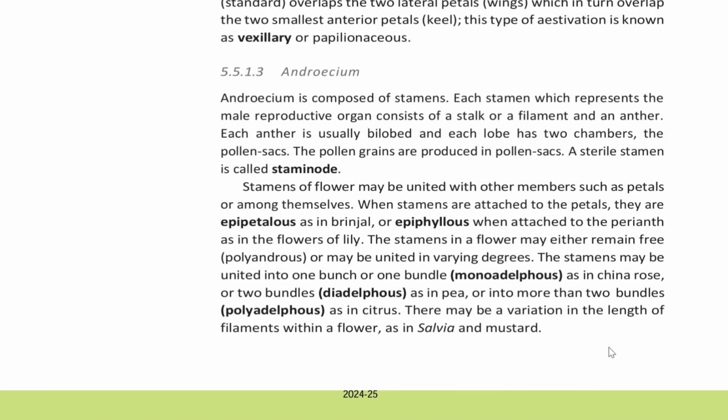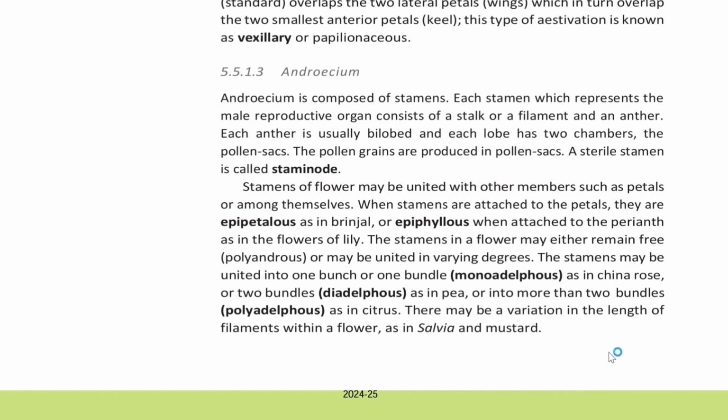5.5.1.3 Androecium. Androecium is composed of stamens. Each stamen, which represents the male reproductive organ, consists of a stalk or filament and an anther. Each anther is usually bilobed and each lobe has 2 chambers, the pollen sacs. The pollen grains are produced in pollen sacs. A sterile stamen is called a staminode. Stamens of a flower may be united with other members such as petals or among themselves. When stamens are attached to the petals, they are epipetalous as in brinjal, or epiphyllous when attached to the perianth as in the flowers of lily.